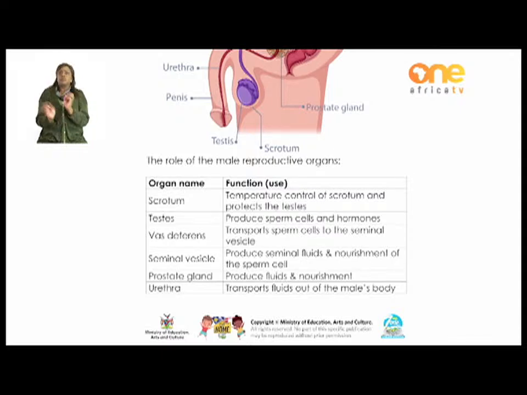Let us go down to page 20, and at the bottom we have the role of the male reproductive organs. This table shows on the left side the organ name, and on the right side the function or the use of these organs. To begin with, the scrotum. The scrotum is responsible for temperature control and protects the testes.